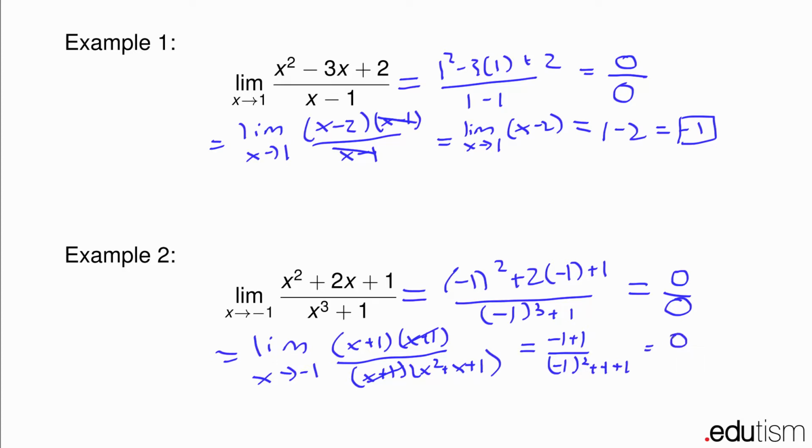Negative 1 plus 1 gives you 0. Negative 1 squared is 1 plus negative 1 is 0 plus 1 gives you 1. 0 over 1 gives you 0. So the value of this limit is in fact 0.